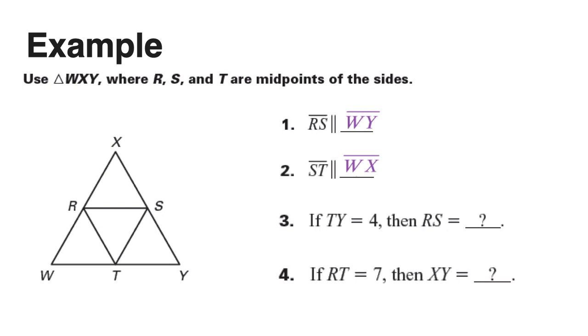Now problems involving length. If TY equals 4, now we'll stop and look at the diagram. If TY equals 4 and T is a midpoint, then TW is also equal to 4. And WY then would equal 8. Therefore, we are asked to find the length of side RS. That would be half as long as WY. RS would equal 4. Next, if RT is equal to 7, check the diagram. Since RT is a midsegment, it is half as long as side XY, so XY would equal 14.